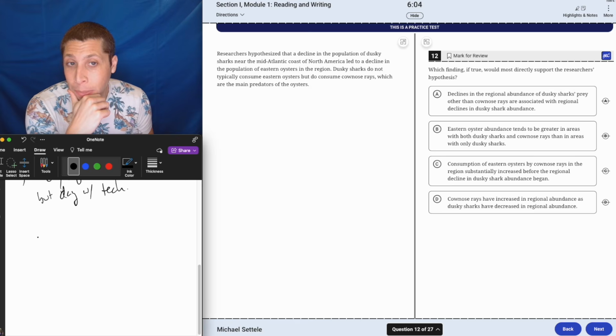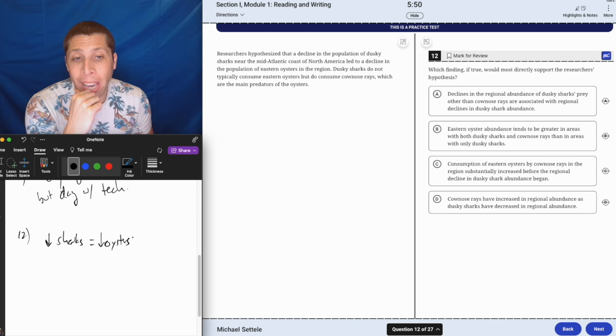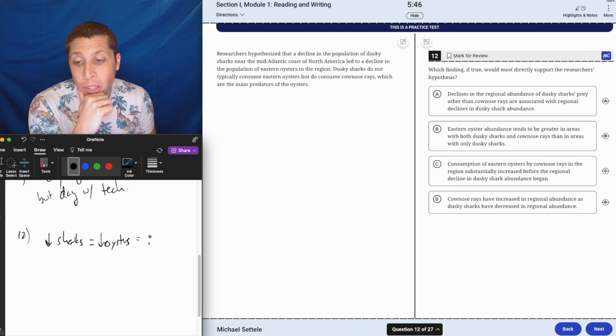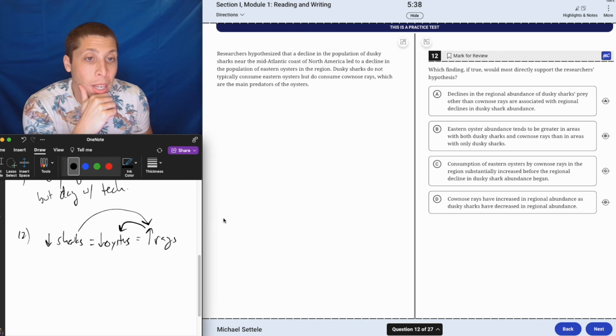A decline in the population of dusky sharks. So decline in sharks. Near the middle latitude, decline in the population of oysters. Dusky sharks do not typically consume eastern oysters, but do consume cow-nosed rays, which are the main predators of the oysters. So if you had fewer sharks, you'd have more rays and fewer oysters because the rays are eating the oysters, right? So it goes here to here and then here to here.